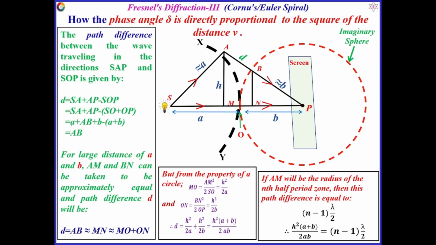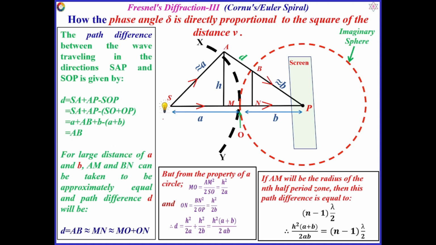Now here you can see a plus b minus a plus b. Both cancel, and we find that AB is the path difference between these two waves traveling along two different paths, SAP and SOP. The path difference we found is AB.